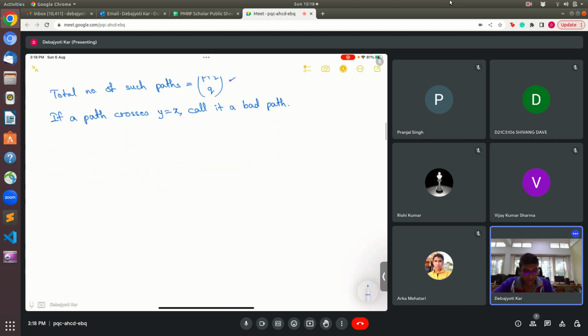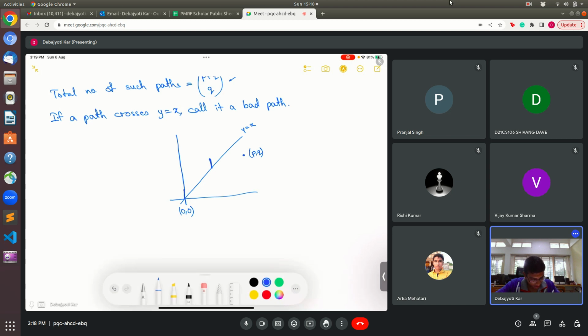The way I like to do it is to think of it in this way. Consider any bad path. A bad path must cross the line y equal to x. So consider the first position wherein it crosses the line y equal to x. It must be something like this. It is possible that the first movement itself is the bad movement. So let's consider the first time when the path crosses the line y equal to x.